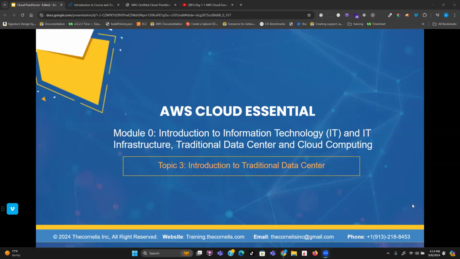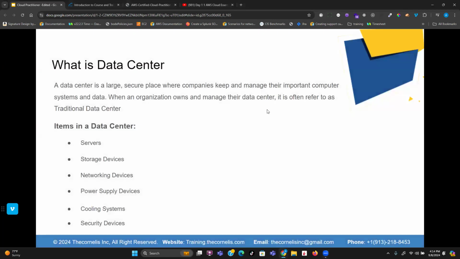All right, in today's class, we want to look at the introduction to traditional data center. Though we discussed briefly about this yesterday, today we want to understand it better. What is a data center?